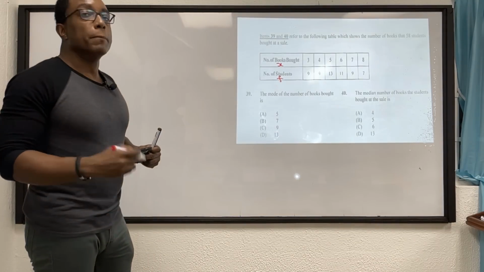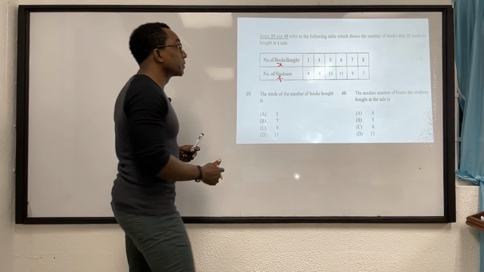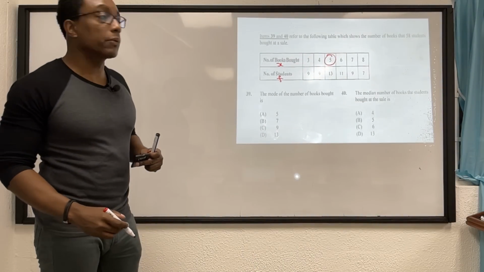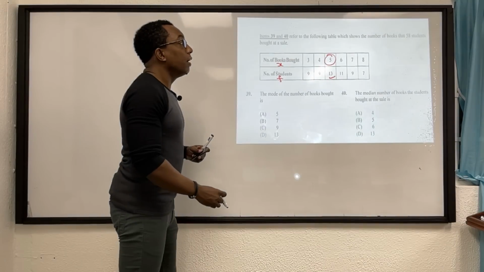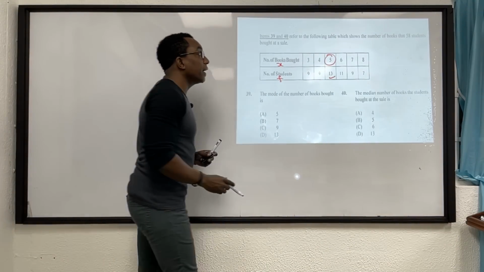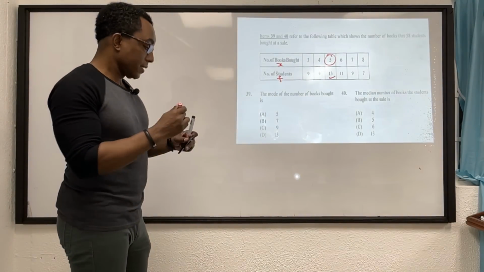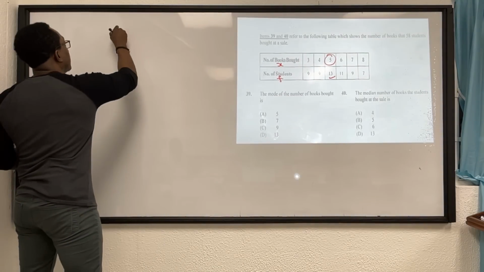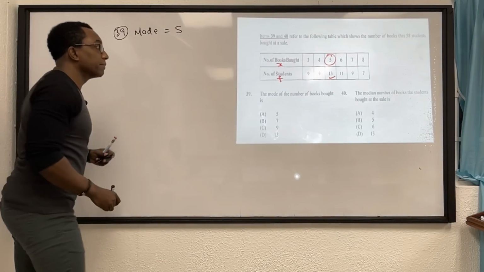So the mode is your observation, which represents number of books, corresponding to the highest frequency. The highest frequency in this case is 13. So the observation, which is 5, corresponds to the highest frequency, which is 13. And therefore we can recognize what's the mode, which is 5. So for 39, our mode is equal to 5.